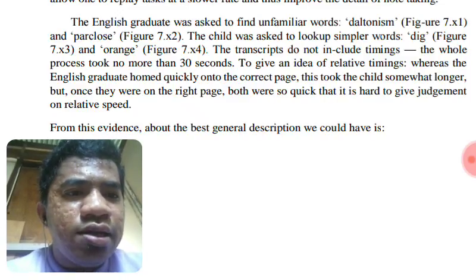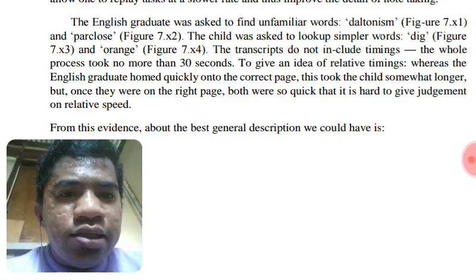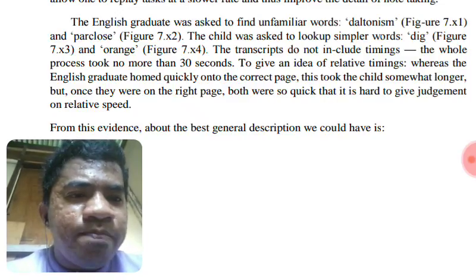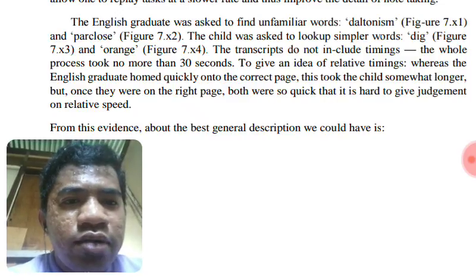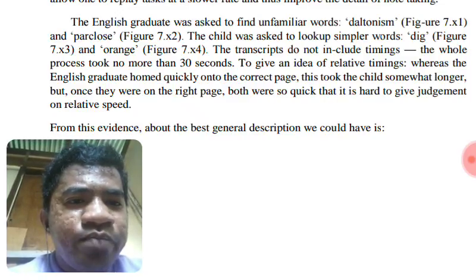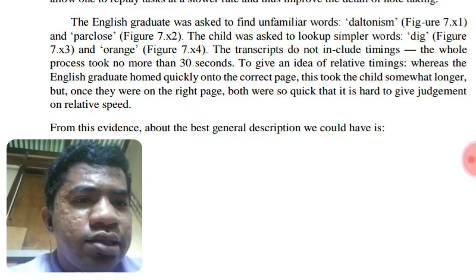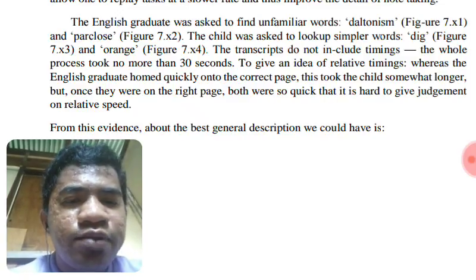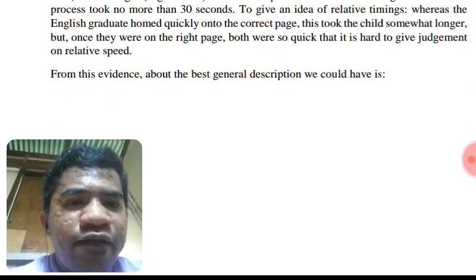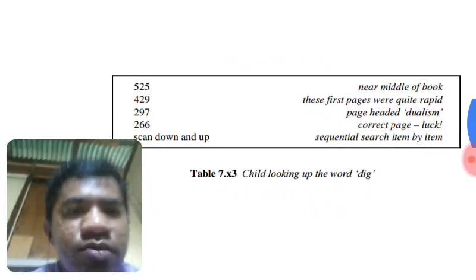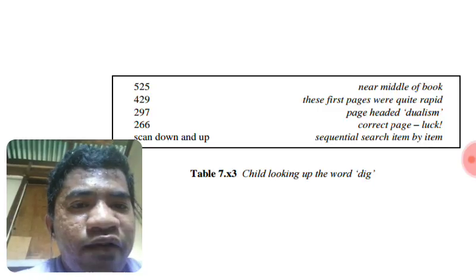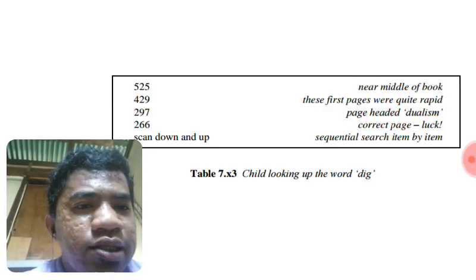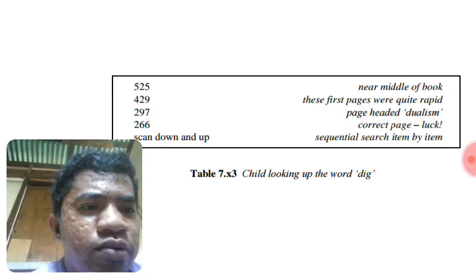To give an idea of relative timing, whereas the English graduate homed quickly onto the correct page, this took the child somewhat longer. But when they were on the right page, they were so quick that it's hard to give a judgment on relative speed. From this evidence, the best general description we could have is: 525, near middle of book; 427-29, this first page were quite rapid.